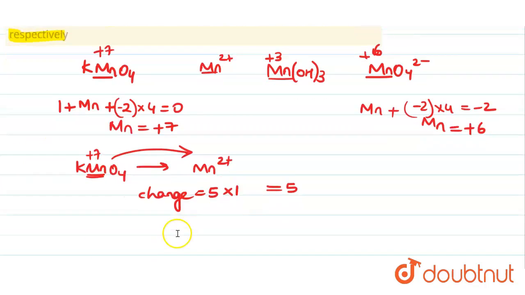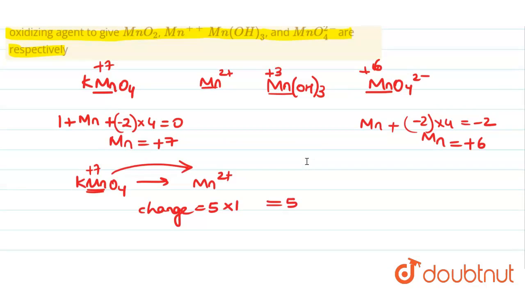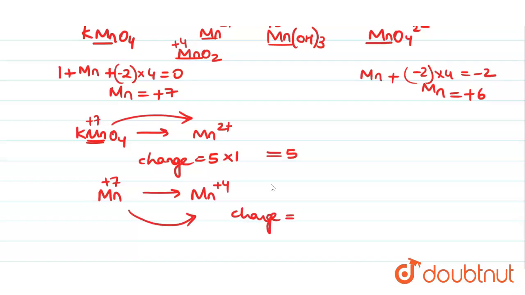After that we have Mn(OH)3. We missed out on one of them, that is MnO2. MnO2 over here, the oxidation state is +4. Now for KMnO4, that is Mn+7 to Mn+4, the change is 3 degrees into 1, that is 3.